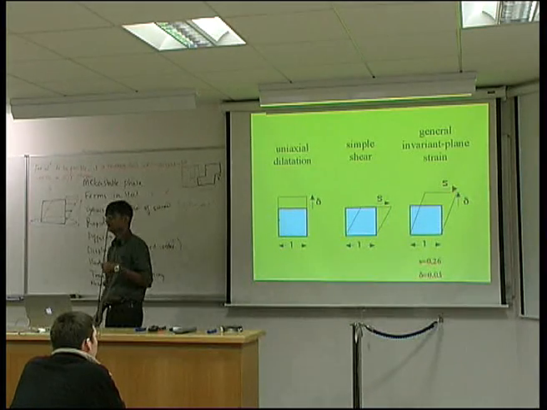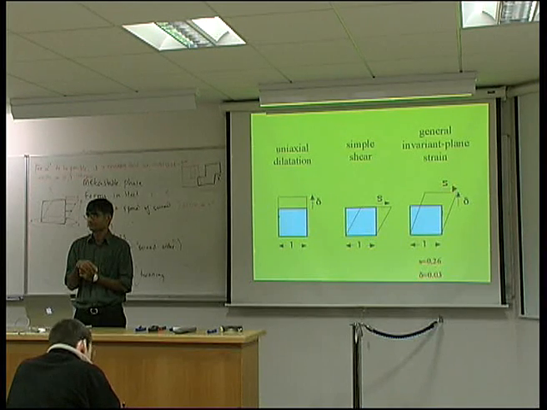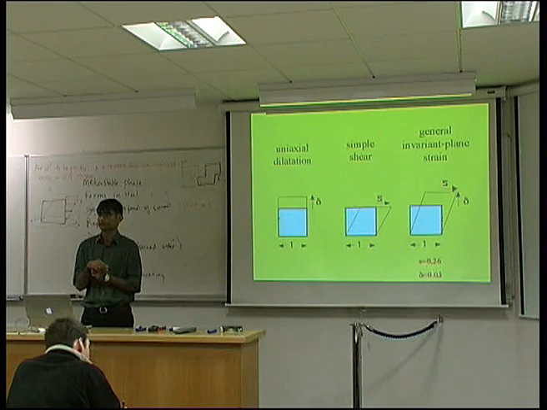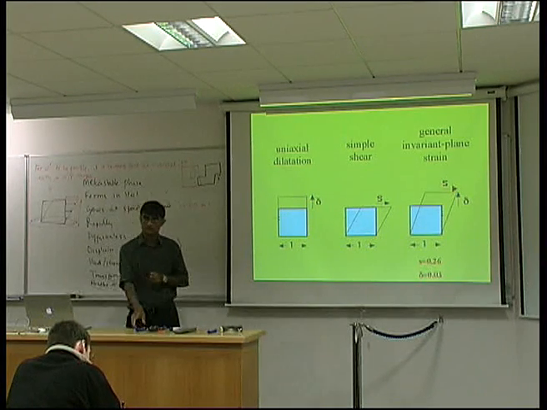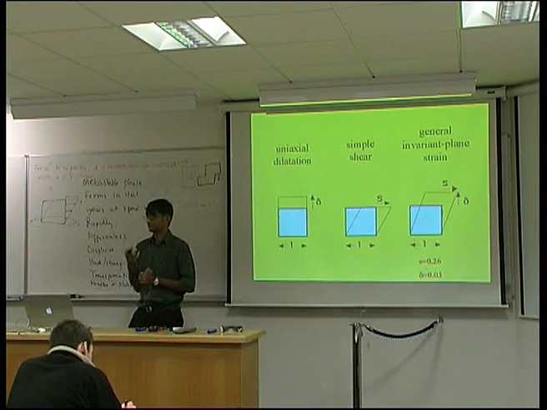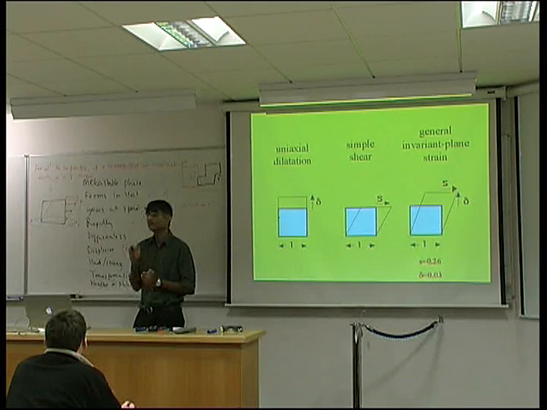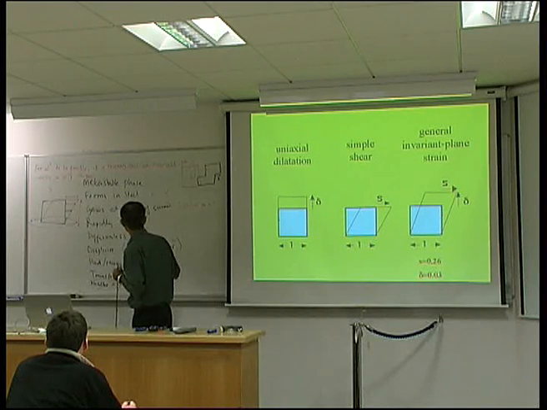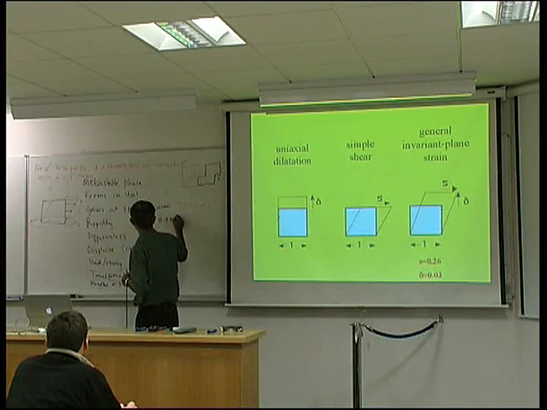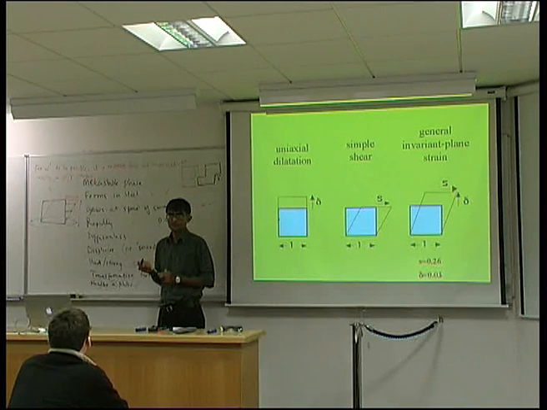Now, can anybody tell me the magnitude of an elastic strain in a metal? Okay, you've done a bit of elasticity, haven't you? Done strain tensors? Yeah? 0.5%. Sorry? 0.5%. So that's 0.005. Yeah, that's about right. 10 to the minus 3, roughly.